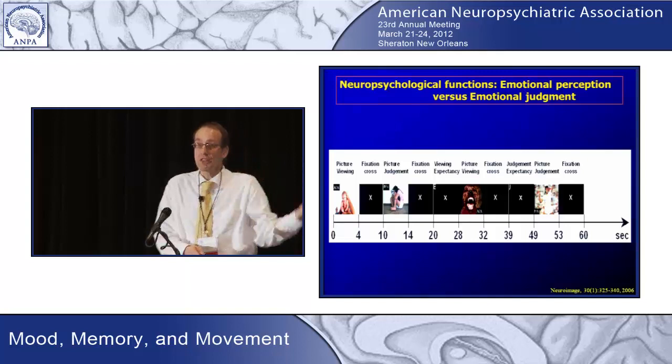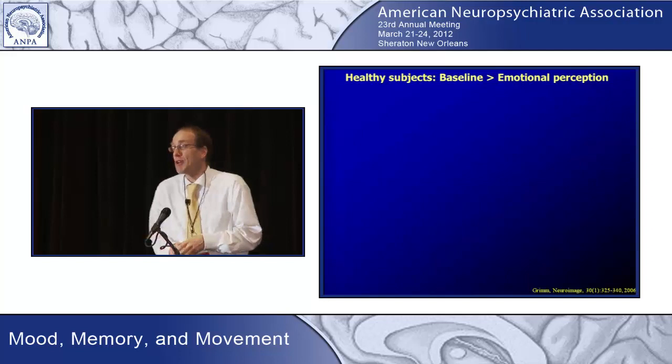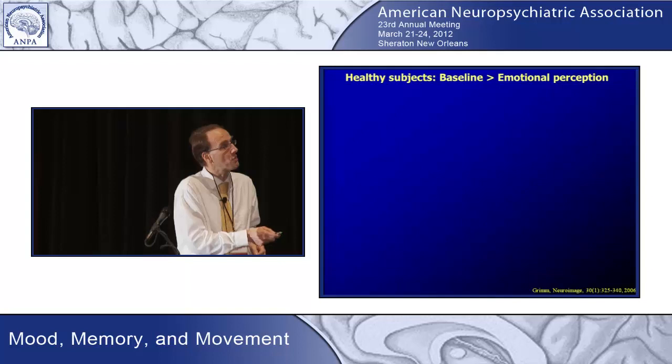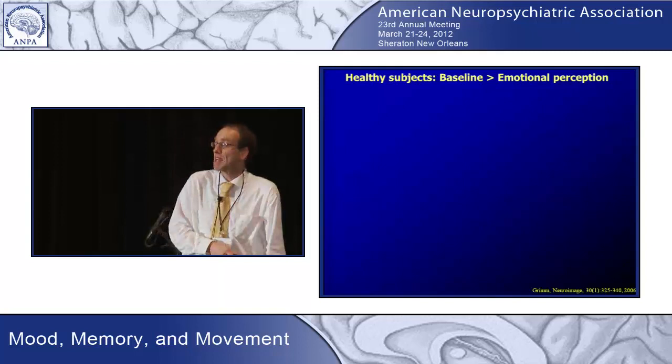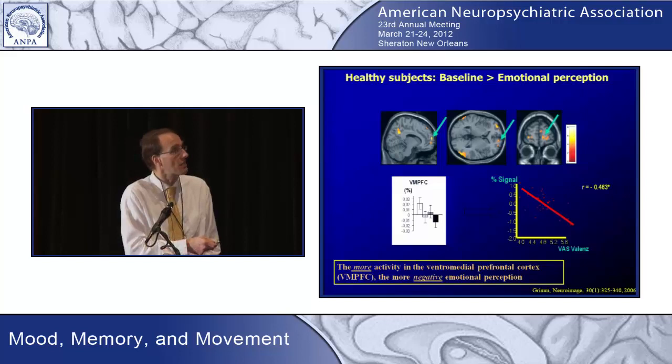So what we did was we wanted to see how all that is related to the seemingly abnormal resting state activity. What you can do is compare your task or stimulus-related activity, in this case the emotional perception, versus a baseline, a resting state, which we call here baseline. And we did that first in healthy subjects. And what you could see here, we compared where resting state activity was larger than emotional perception.